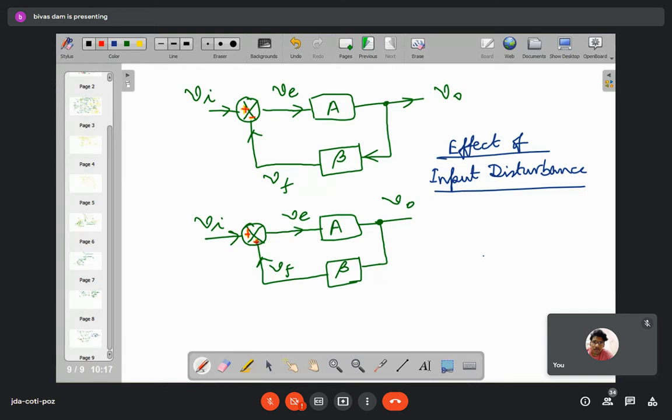So, let us consider there is some increasing VI disturbance.